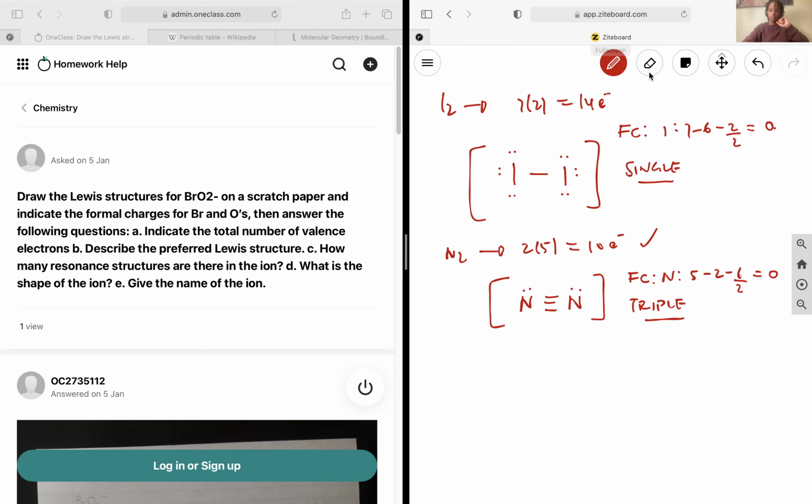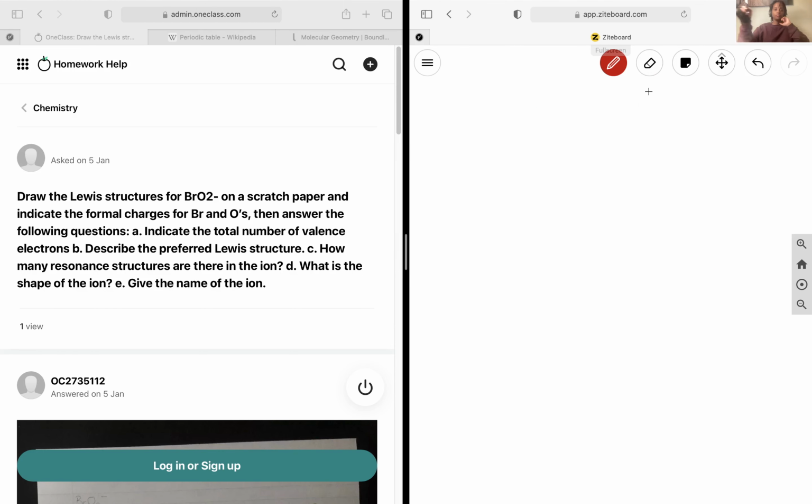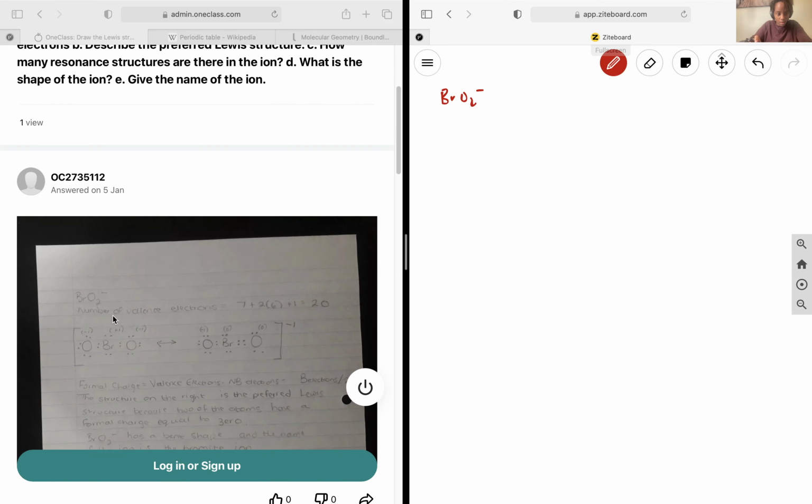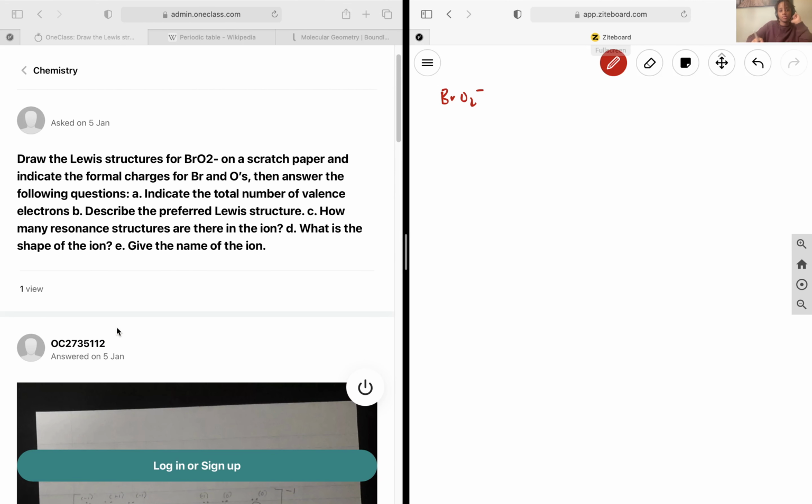Okay, next up, I would like the Lewis structures for BrO2 minus and indicate the formal charges on both before we begin answering the questions. So we have BrO2 minus. So it is BrO2 minus.